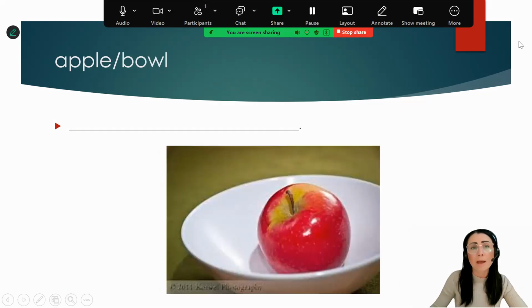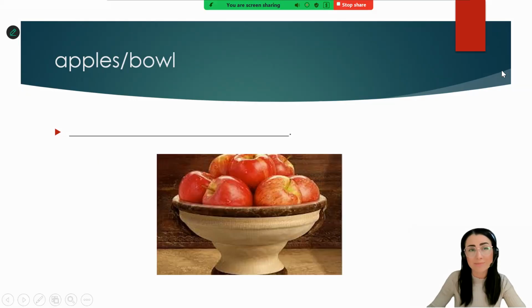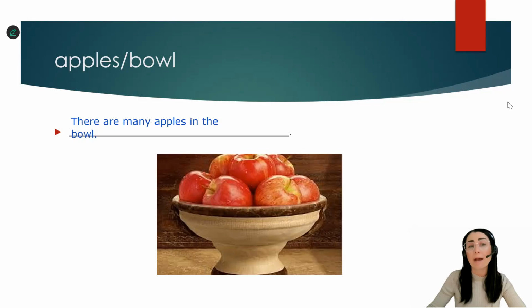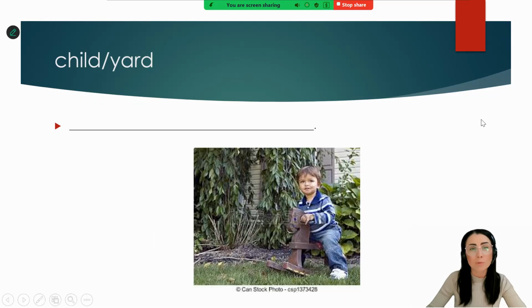The next one, apple, bowl. Can you make a sentence? Correct answer. There is an apple in the bowl. What about this one? Correct answer. There are many apples in the bowl. You can say there are some apples in the bowl. Or you can count them and say a certain amount. There are 7 apples in the bowl. All these options are possible. Excellent. Let's go to the next slide. Can you make a sentence?